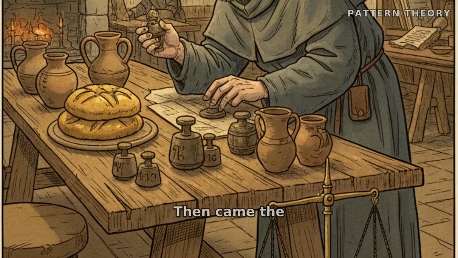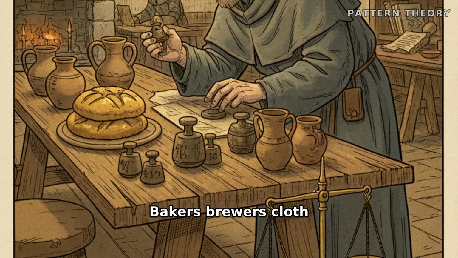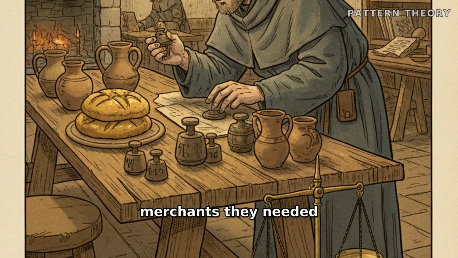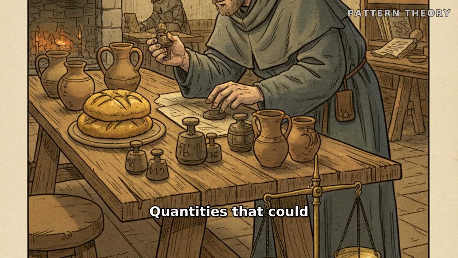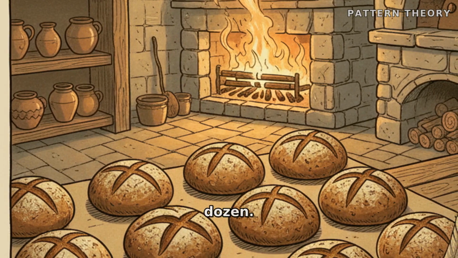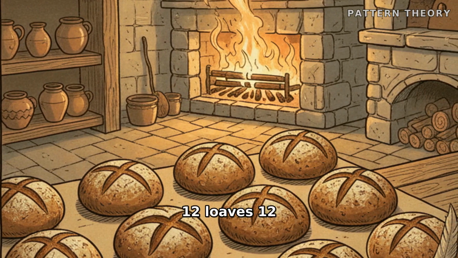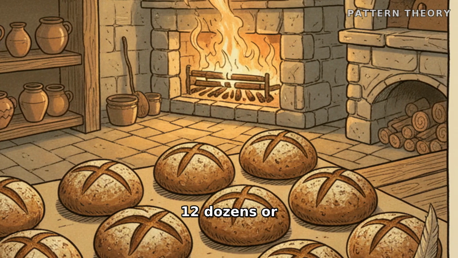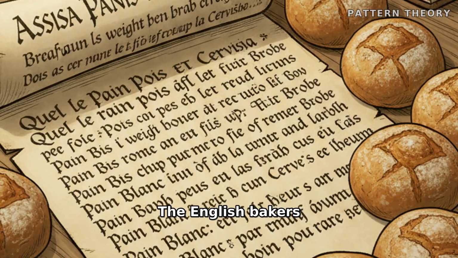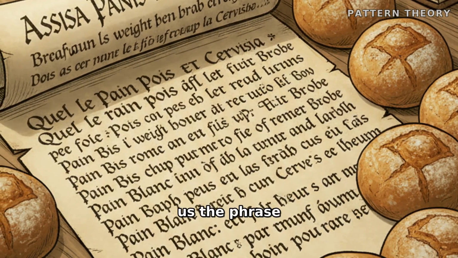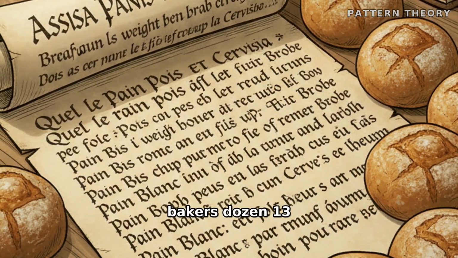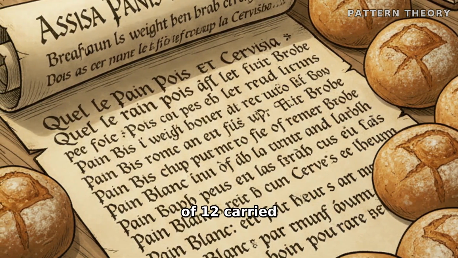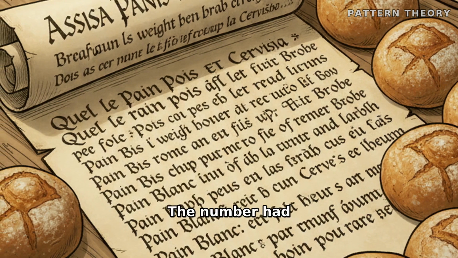Then came the medieval guilds. Bakers, brewers, cloth merchants, they needed standard quantities. Quantities that could be inspected, taxed, and verified across borders. And the unit they kept reaching for was the dozen. 12 loaves, 12 yards of cloth, 12 to a gross, which is 12 dozens, or 144. The English Bakers Guild even gave us the phrase baker's dozen, 13, because shorting a customer on account of 12 carried real penalties. The number had legal weight.